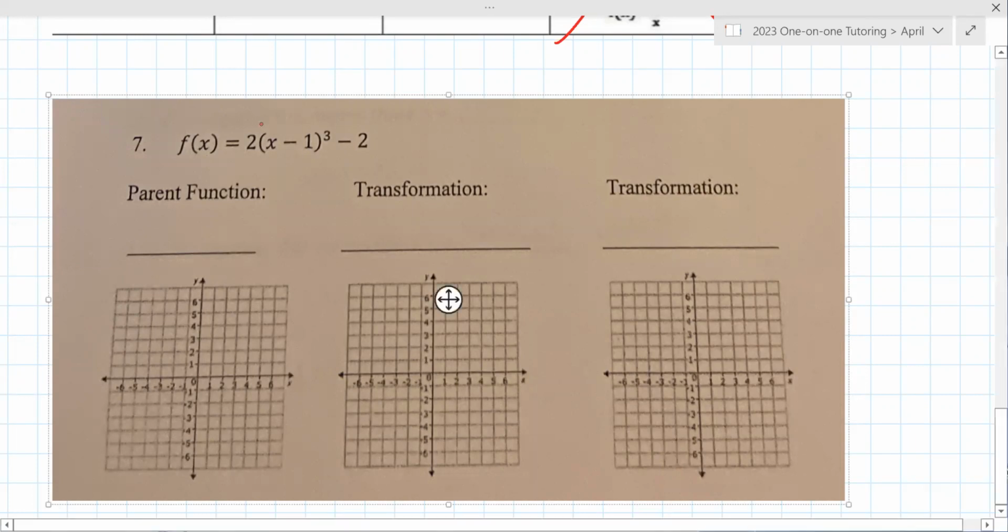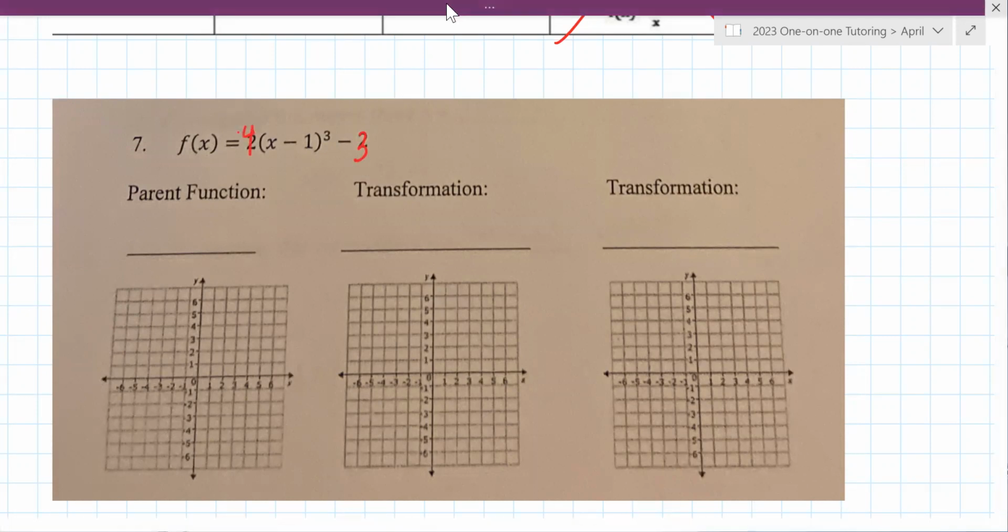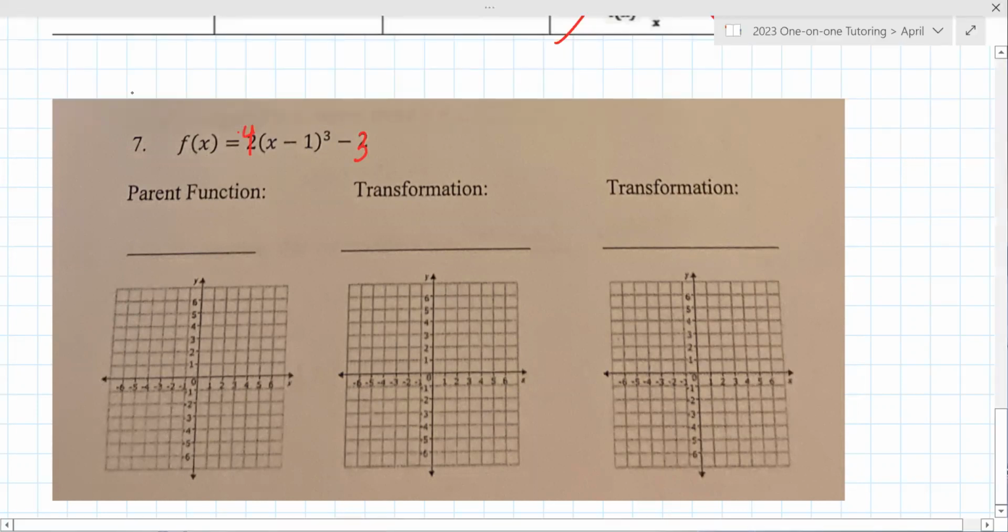All right. I am so tired of the same transformations here. I'm going to change this up. Let's go -3, and let's make the 2 a 4. Let's mess with it. The numbers are going to get kind of large here to the point where you're not going to see it, but that's okay. All right. The parent function here is a cubic.